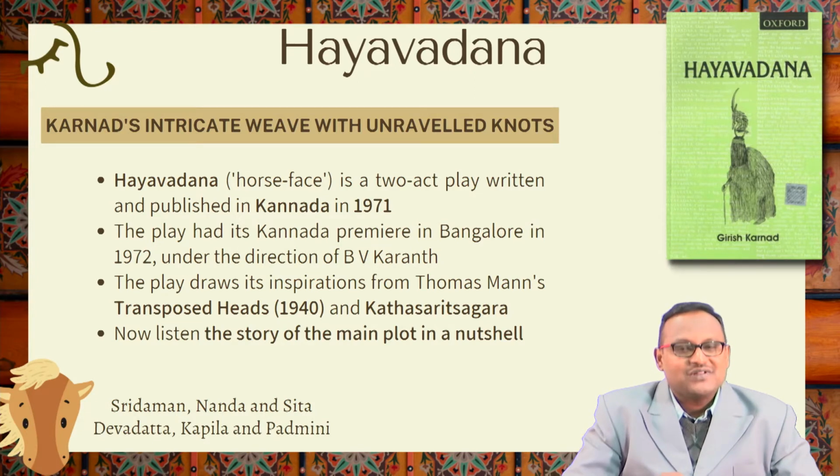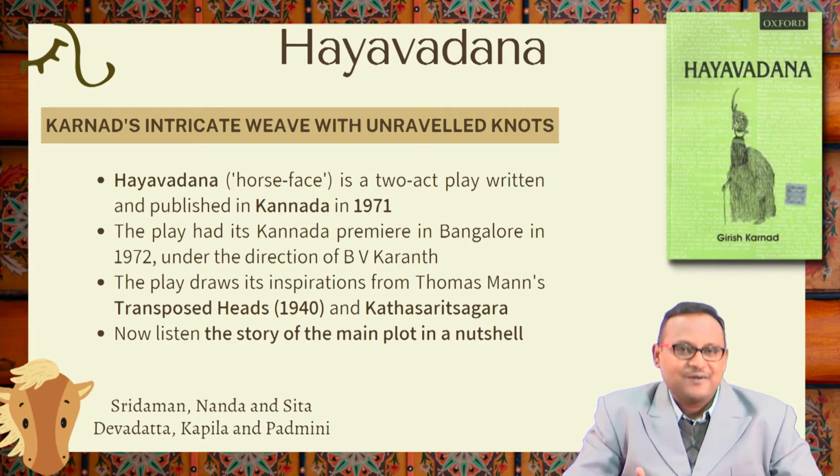And now there are a lot of parallels between Transposed Heads and, of course, Hayavadana. To begin with, Transposed Heads also talks of a kind of love triangle. Of course, that's a very dramatic term, but it's a little more than that, wherein you have two close friends. In this particular novel by Thomas Mann, you have Sri Dhaman and Nanda, very close friends, but who belong to different backgrounds. And you have Sita, who is equally drawn to both of them in different ways. Though she marries Sri Dhaman, later she develops some kind of attraction towards Nanda, and what kind of complications it leads to, and how towards the end of the novel they have to, of course, behead themselves.